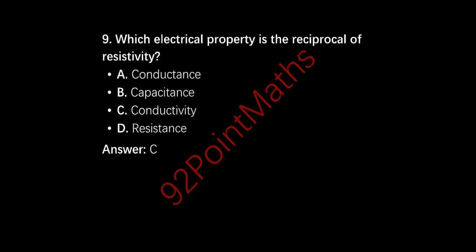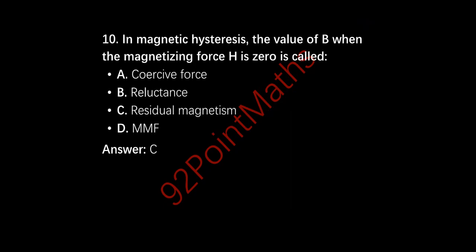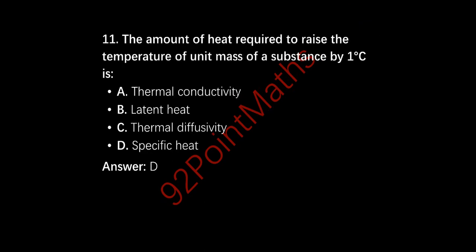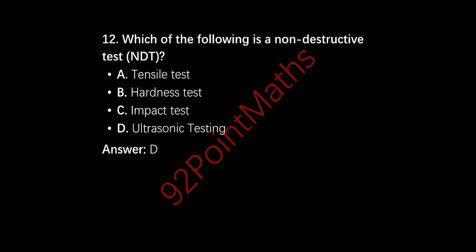Option C, conductivity. In magnetic hysteresis, the value of B when the magnetizing force H is zero is called, option C, residual magnetism. The amount of heat required to raise the temperature of a unit mass of a substance by 1 degree Celsius is option D, specific heat.